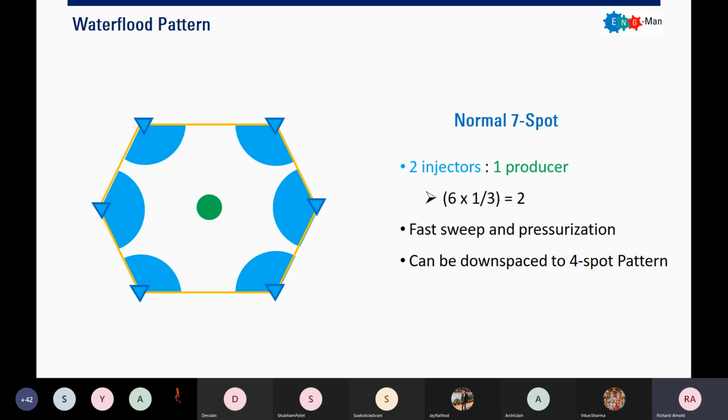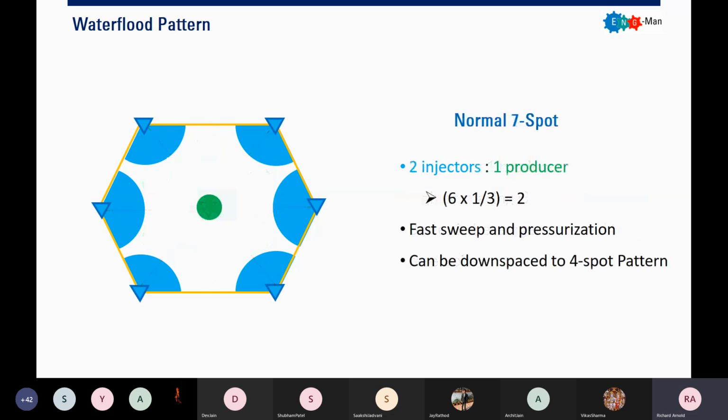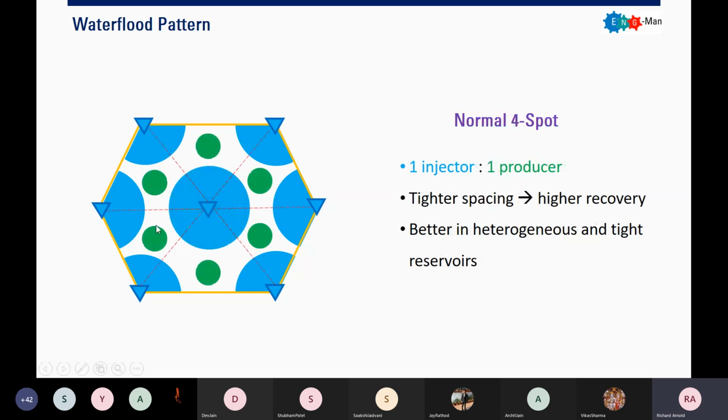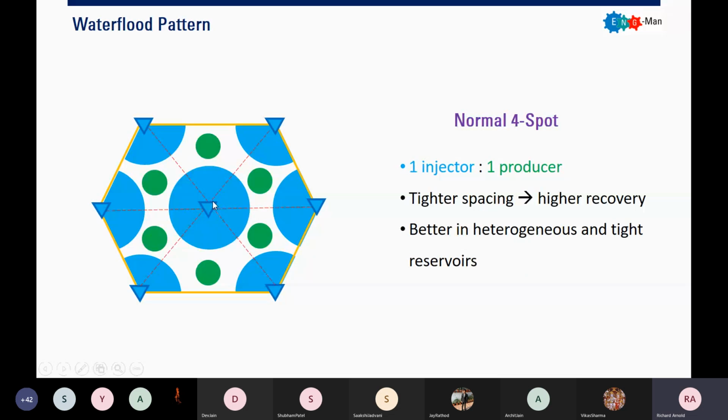And normal 7 spot can also be downspaced to a 4 spot pattern in this way. You just need to add more wells. You need to do infill drilling as well as well conversion. You need to drill your wells here and here to get these producers, and you need to convert your producer at this center area to an injector. In that way, you will have normal 4 spot.